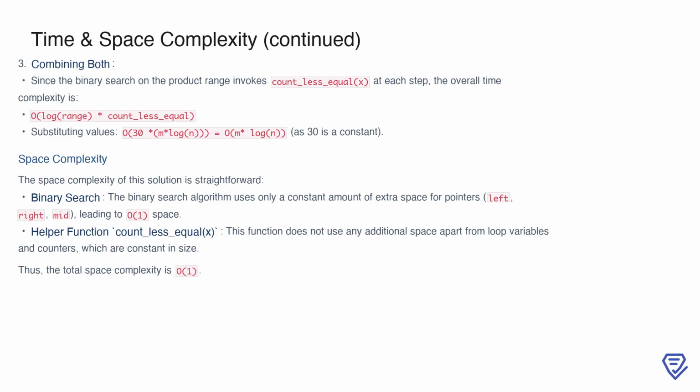For space complexity, the binary search itself only uses a constant amount of space for variables like left, right, and mid, making its space usage O(1). Similarly, the count_less_equal(x) function does not require additional memory beyond a few counters and loop variables, which are also constant in size. Therefore, the total space complexity of the optimized solution is O(1).